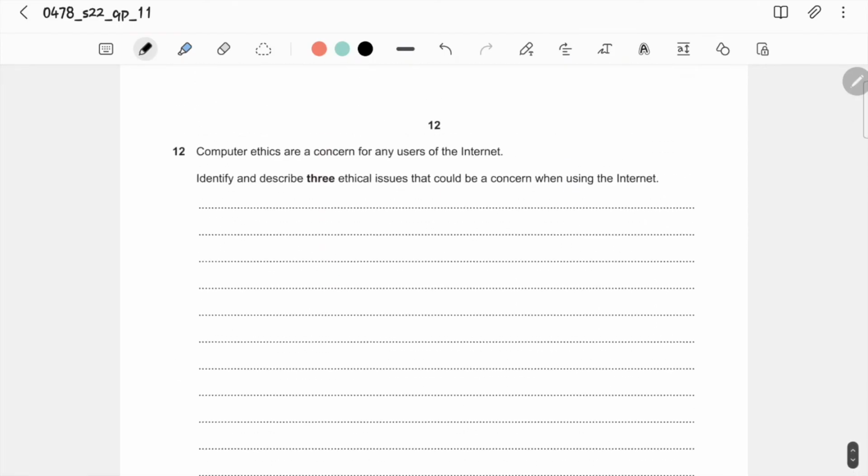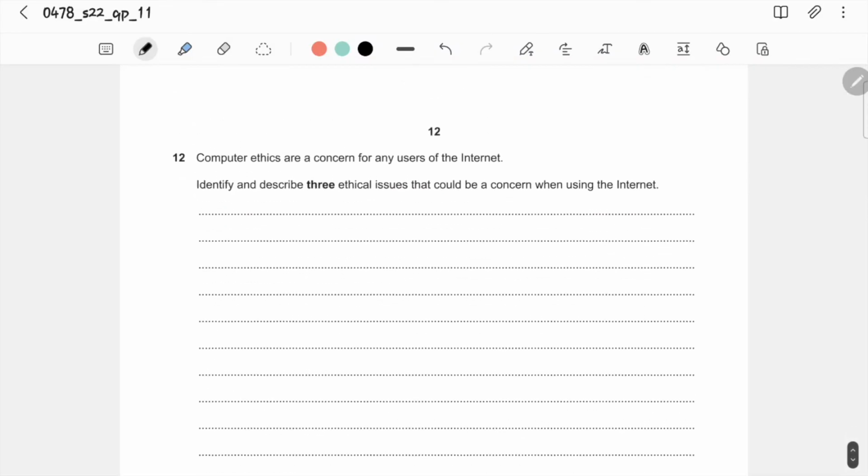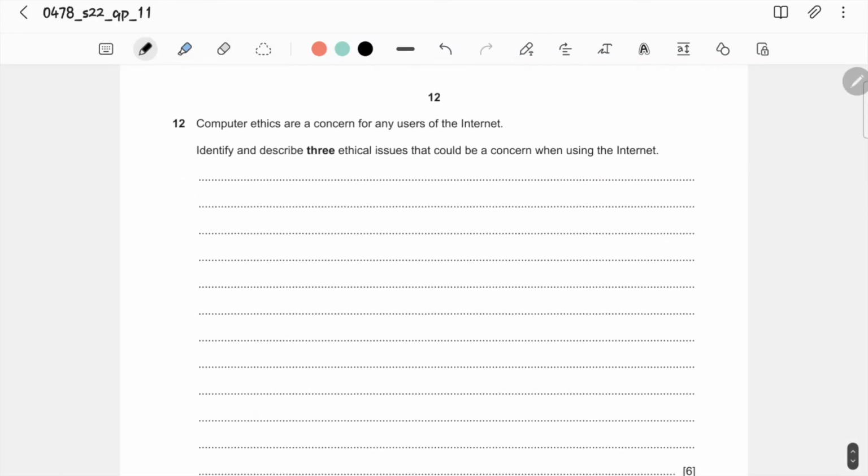Computer ethics are a concern for any users of the internet. Identify and describe 3 ethical issues. Now, ethical issues. Now, I think they would accept you giving stuff like hacking and stuff, but ethical issues related to the internet. So don't give other stuff like viruses and stuff like that. That is not from the internet. So if you're talking about the internet, you're talking about something like plagiarism.